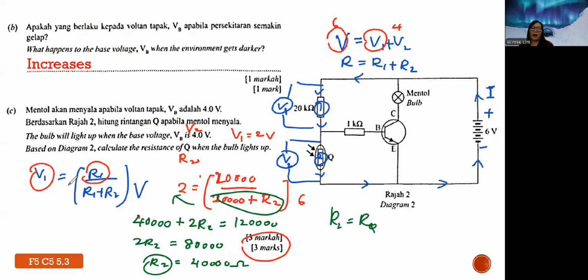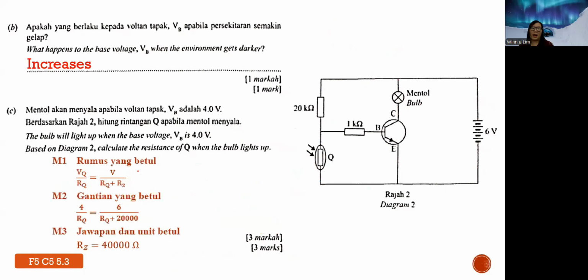It's just that the teacher wants to introduce your general equation, or how you get this equation. The answer scheme given is like this, the same thing as how the teacher explained, but they use VQ over RQ equals V over RQ plus R2. The idea is the same. So generally your RQ is still 40,000 ohm. The teacher hopes that you all know how to use the potential divider formula already.